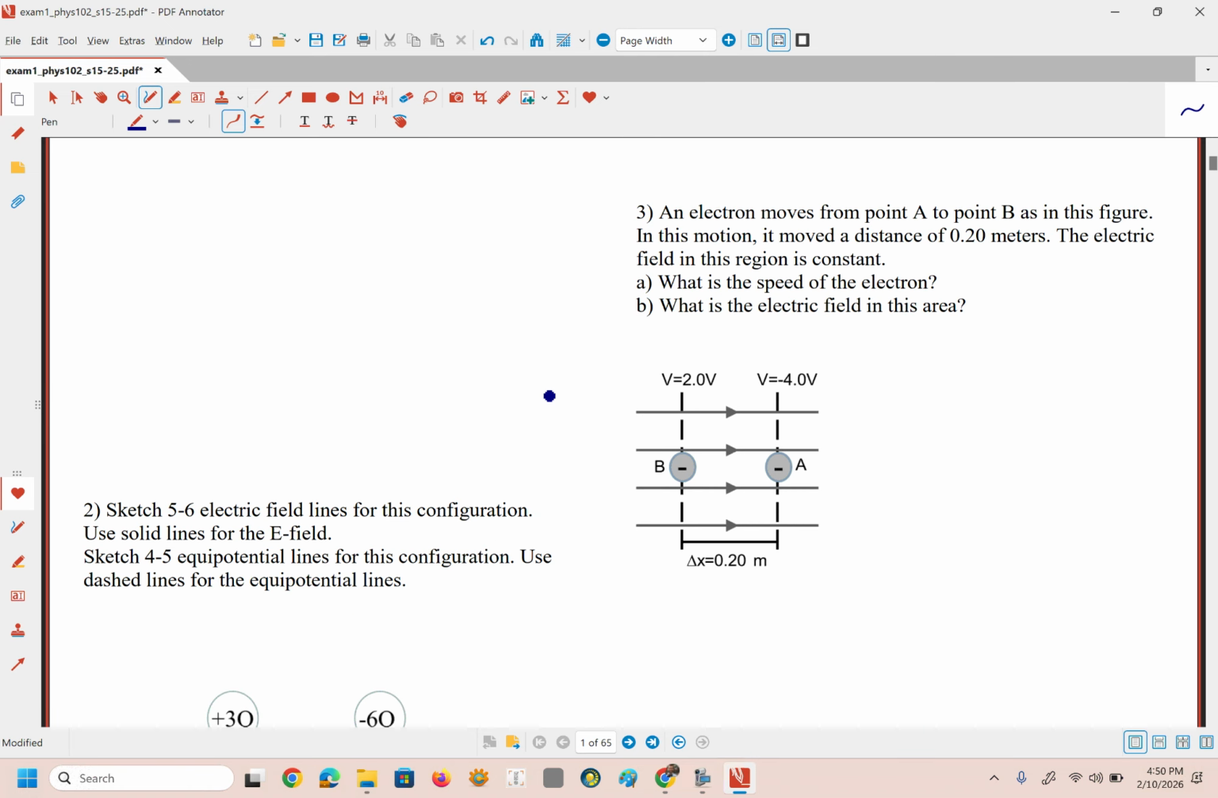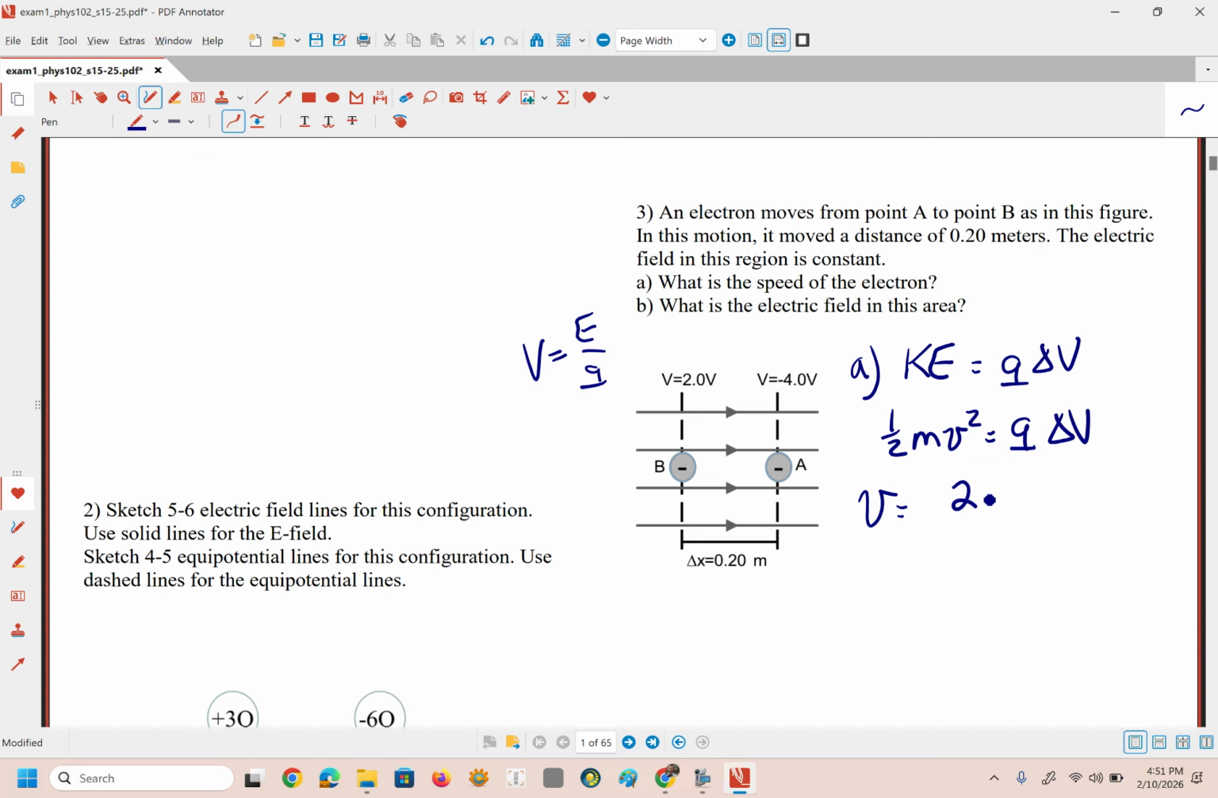All right, this will definitely be on there. So for the first part, for part A, remember, potential is energy over Q, right? Energy per charge. So kinetic energy is equal to Q times delta V. Kinetic energy is 1/2 mv squared. So 1/2 mv squared equals Q delta V. I can solve this now for v, which is the square root of 2Q delta V divided by m.